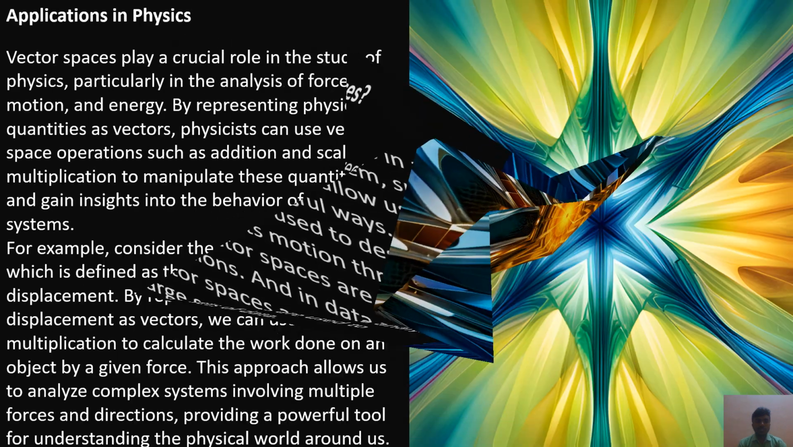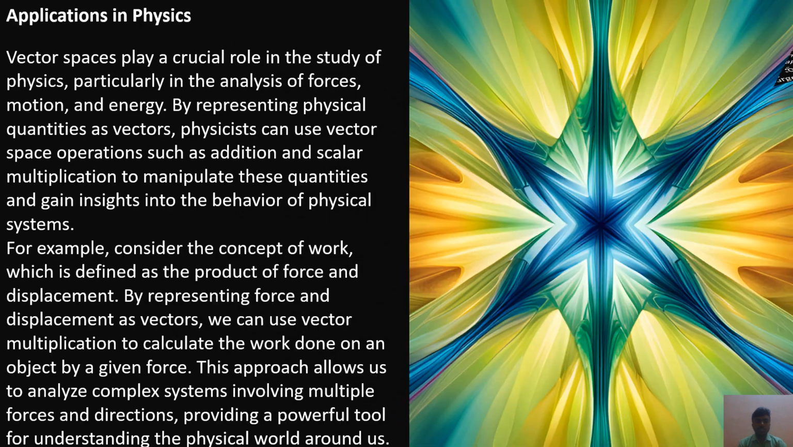Applications in physics. Vector spaces play a crucial role in the study of physics, particularly in the analysis of force, motion, and energy. By representing physical quantities as vectors, physicists can use vector space operations such as addition and scalar multiplication to manipulate these quantities and gain insights into the behavior of physical systems.